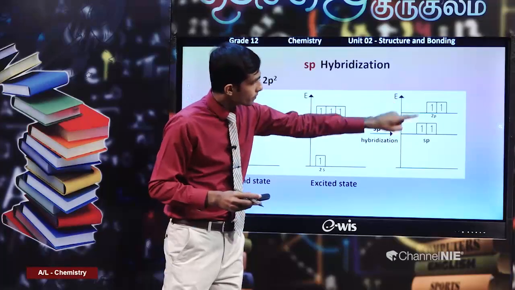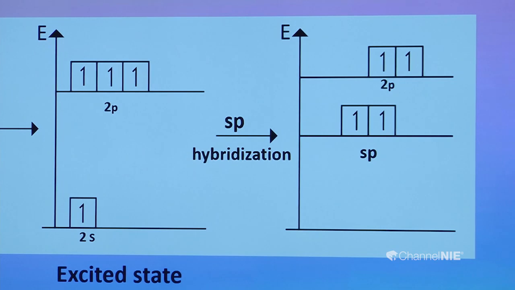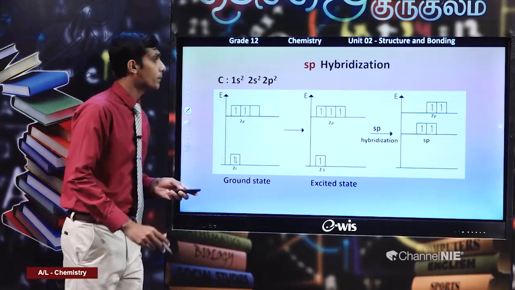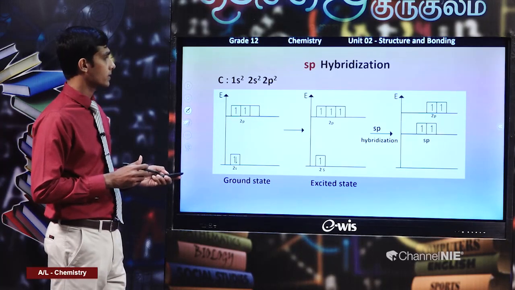Now, here there are 2 sp orbitals, and there are 2 p orbitals which are perpendicular to each other and remain on the same atom. Now, this can be represented using a simple diagram like this.